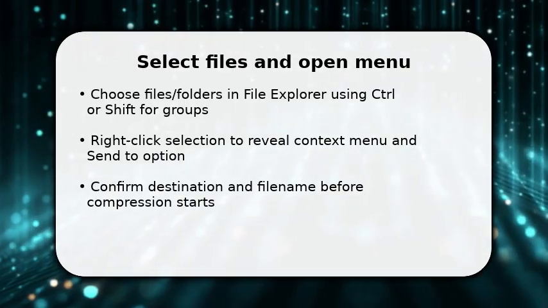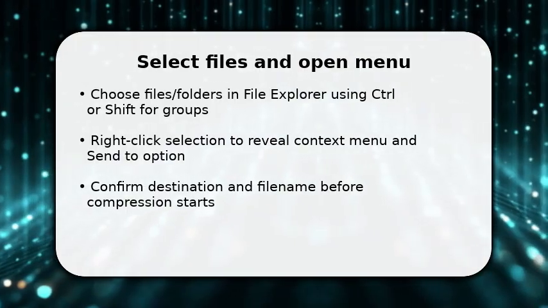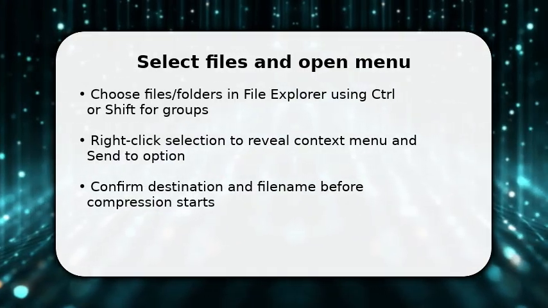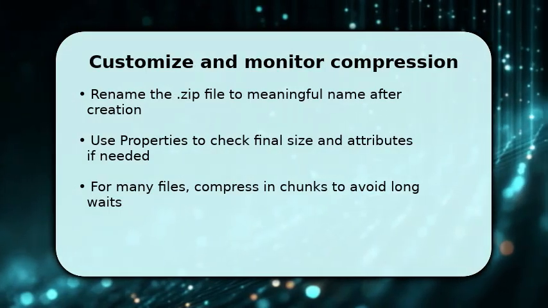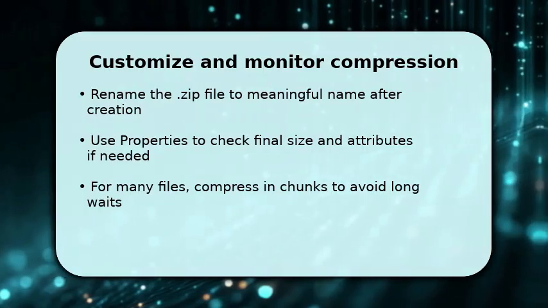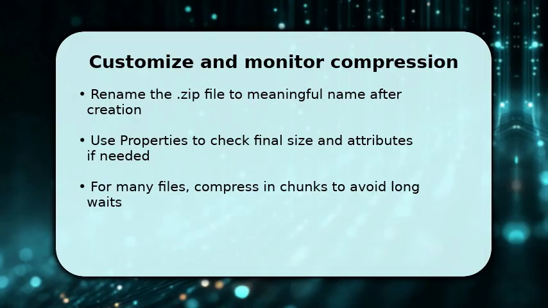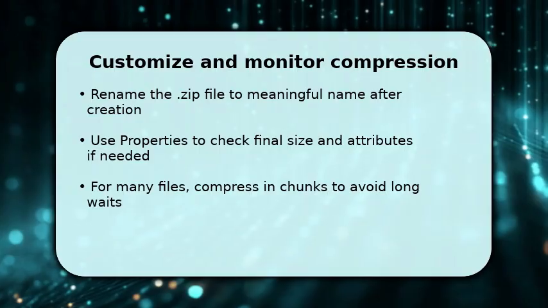If you need specific ordering or to omit temporary files, do that selection first, because the zip reflects the current visible selection. Once Windows creates the zip, you can rename it and verify contents by double-clicking the archive. This shows how files are stored and lets you remove or add entries by drag and drop. Windows updates the archive accordingly.